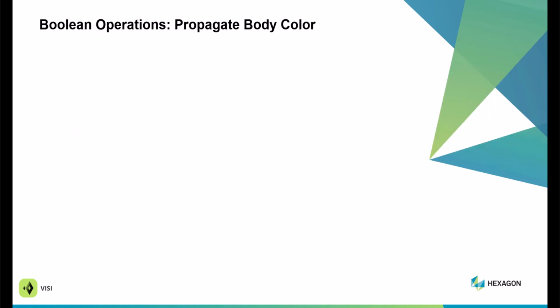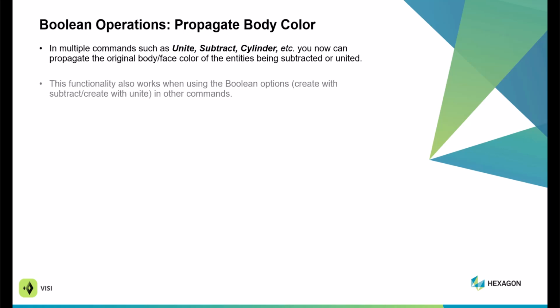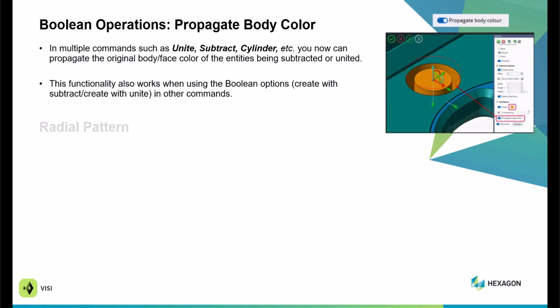Continuing with Boolean operations, propagate by color. In multiple commands such as unite, subtract, cylinder, etc., you now have the ability to propagate a color of an entity on a subtracted body, or with a united body. This function also works with any kind of Boolean operations, create, subtract, unite, and other commands as well.